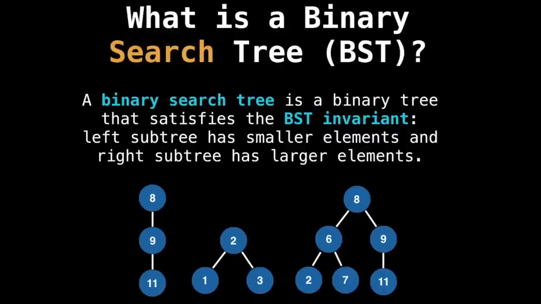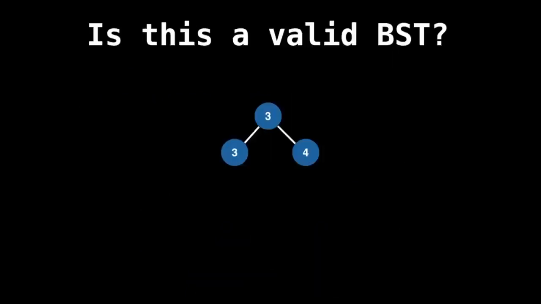And that is that the left subtree has smaller elements than the value of the current node, and the right subtree has larger elements than that of the current node. So below are a few binary search trees. We're going to play the same type of game, and I'm going to give you some trees, and you're going to have to guess whether they're binary search trees or not. So what about this structure?